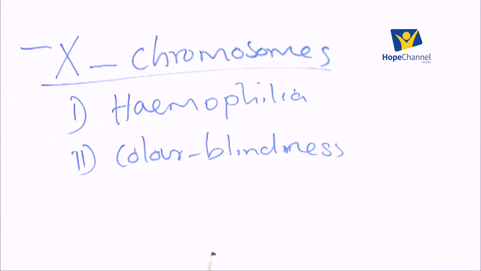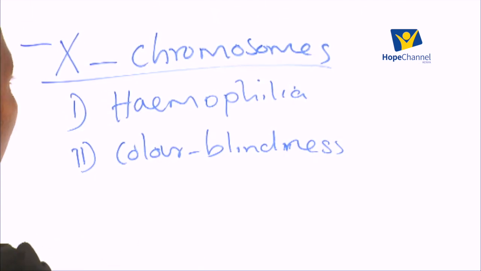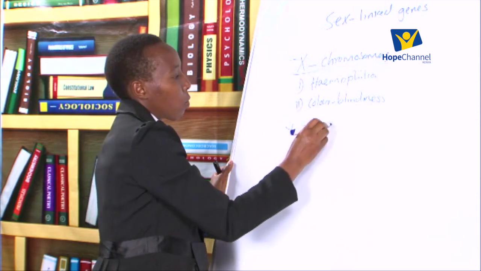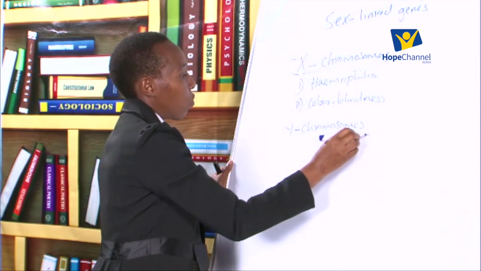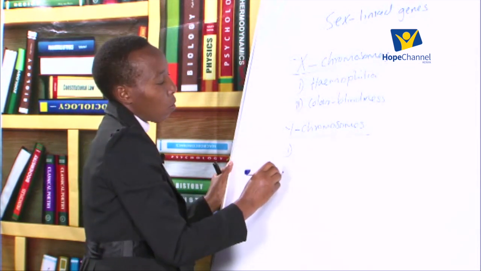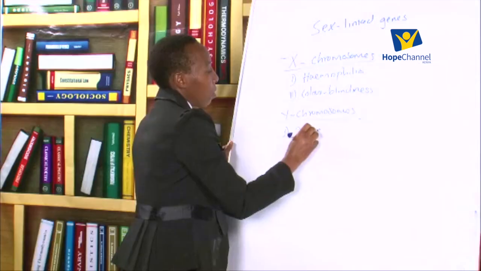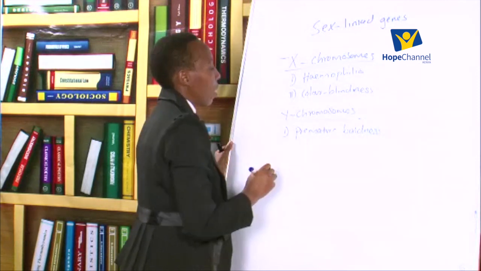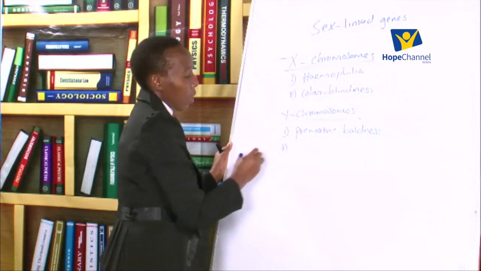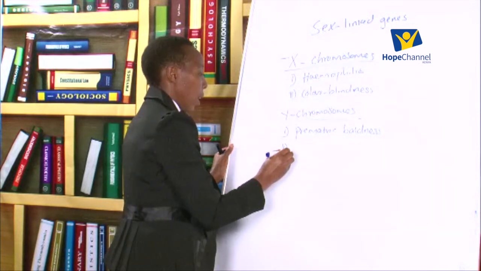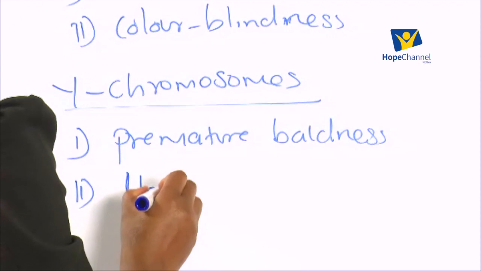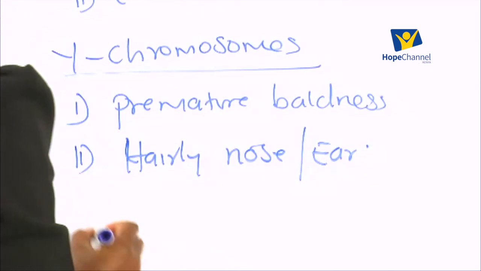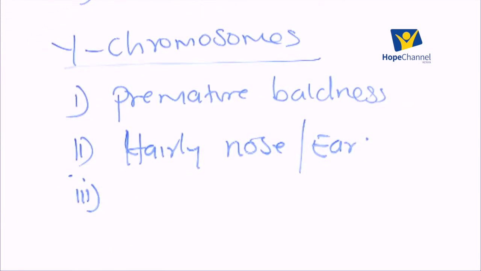And we also gave examples of the genes that are located on the Y chromosome. When you inherit the Y chromosome, you inherit together with those genes. We also gave an example of premature baldness, and that's why we said that premature baldness, mostly we see this in men. We also talked about the hairy nose and ear.